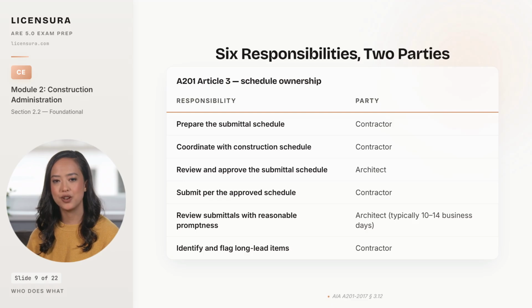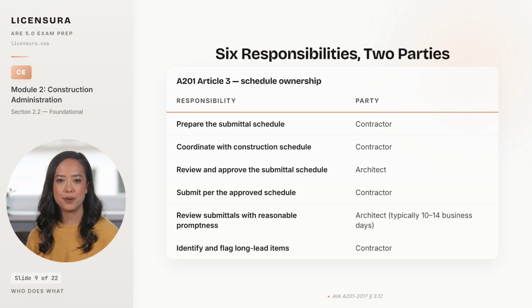And the architect reviews each submittal with reasonable promptness, which in most contracts works out to 10 to 14 business days. If the exam puts the architect in the prepare column, the answer is wrong. If it puts the contractor in the review and approve column, the answer is wrong. 2 parties, 6 lines, clean ownership.